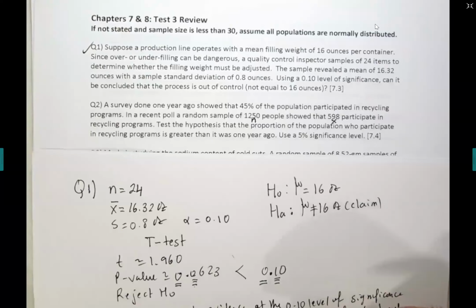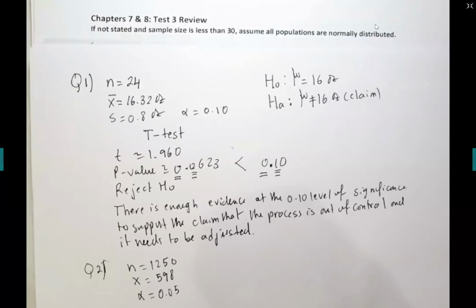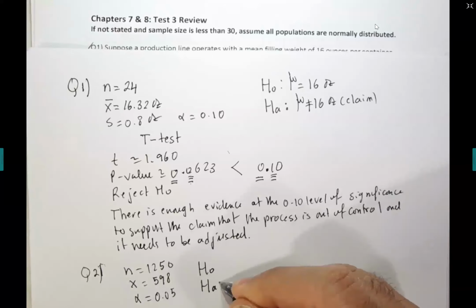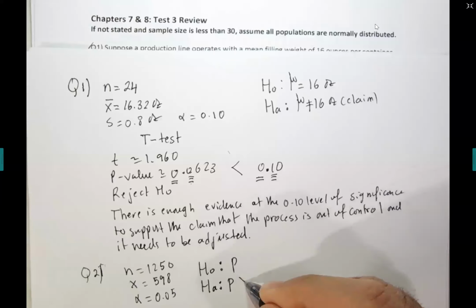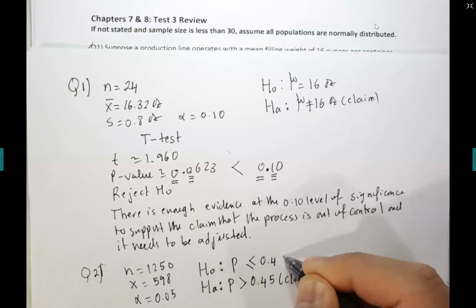Okay, so use 5% significance level. Let me just write down what we have, guys, and then I'll move the page. So we have N is 1250, X is 598, alpha is 5%, and he's asking us to check that it is greater than what it was a year ago. There you go. P greater means more than 45%, so P0 is 0.45, and that's the claim.